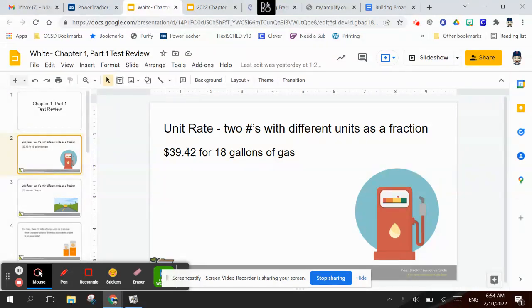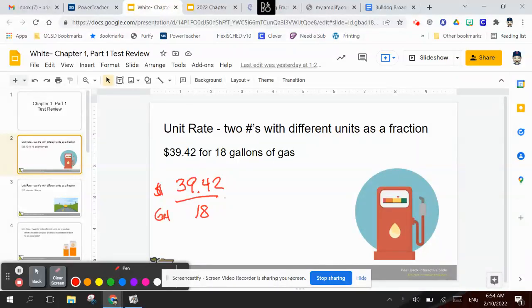Unit rate. Two numbers with different units as a fraction. So $39.42 for 18 gallons of gas. We want to know how much 1 gallon of gas is. So to do that, I'm going to have $39.42 for 18 gallons. So I'm comparing my dollars to gallons. I want to know how much 1 is.